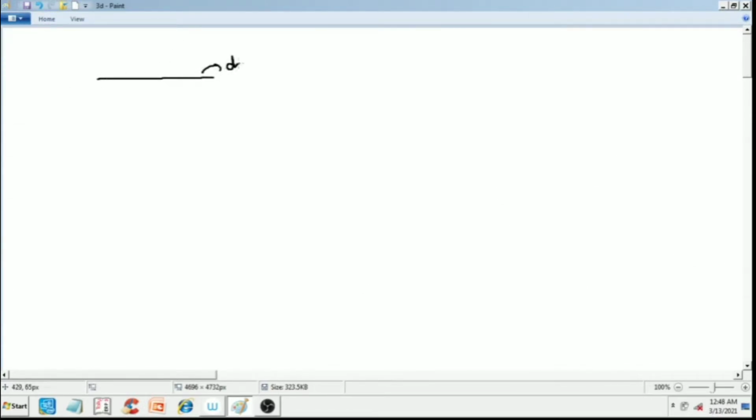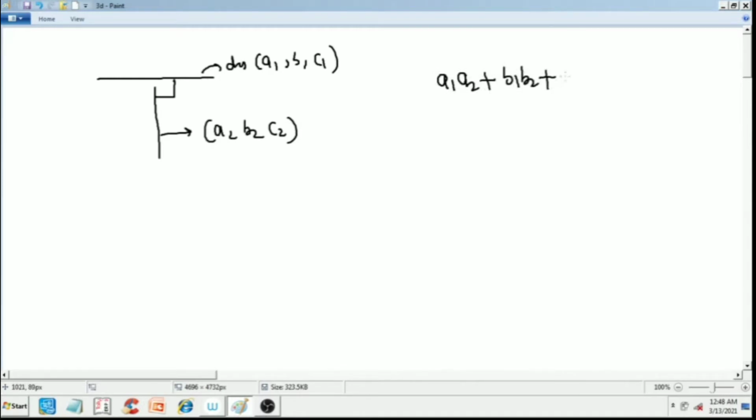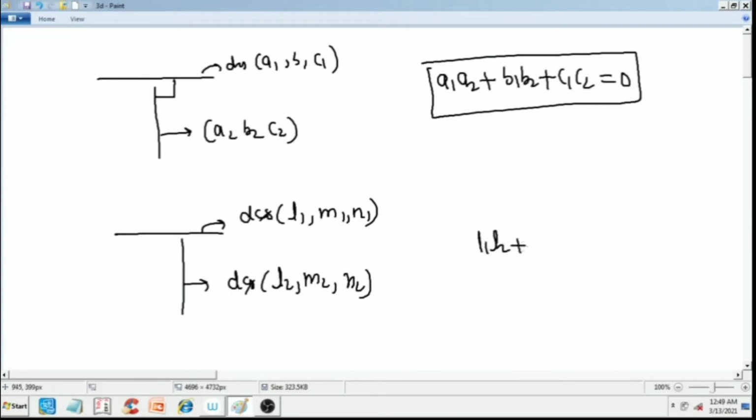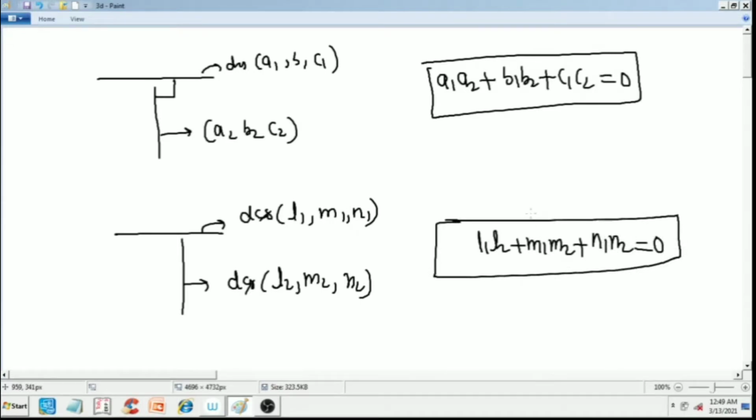Here, DRs of a line are A1 comma B1 comma C1, and DRs of a line which is perpendicular to it are A2 comma B2 comma C2. Then both are perpendicular. The perpendicular condition is A1 A2 plus B1 B2 plus C1 C2 equals 0. When DCs are given, DCs meaning L1 comma M1 comma N1 and another line's DCs will be L2 comma M2 comma N2, then the perpendicular condition is L1 L2 plus M1 M2 plus N1 N2 equals 0. That is the condition for perpendicular.